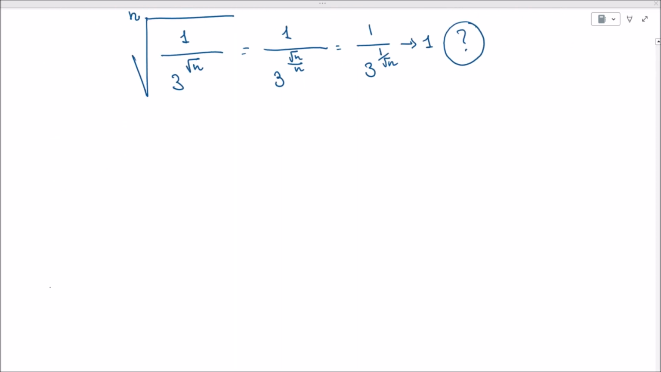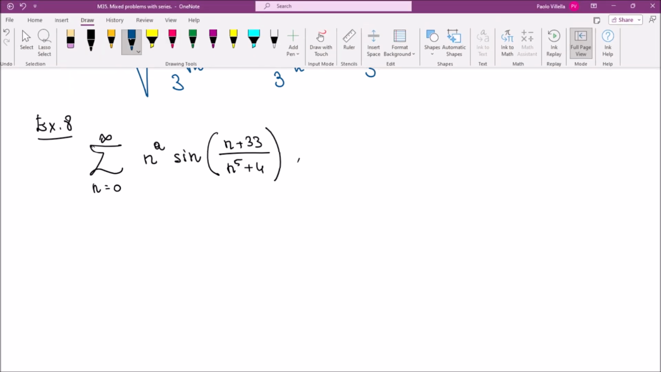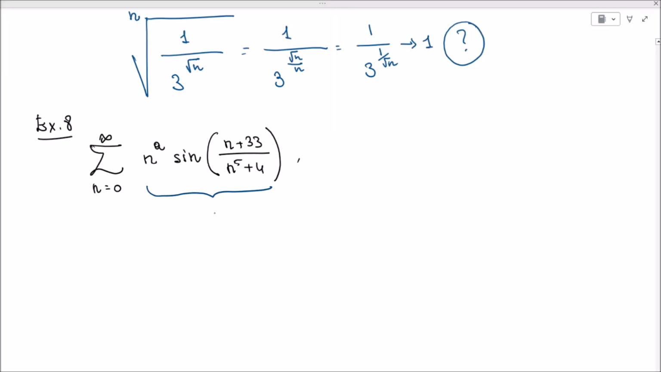Example 8. Let's consider now the sum, n goes from 0 to infinity, of n to the a times the sine of (n plus 33) divided by (n to the 5th plus 4). Now, what can we say about this an?